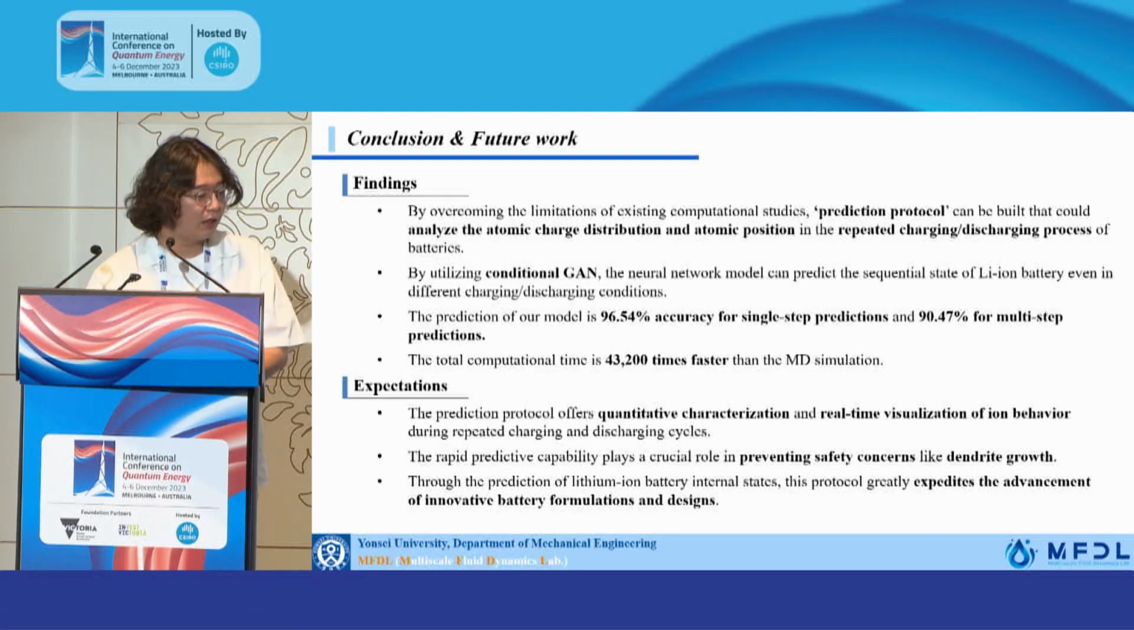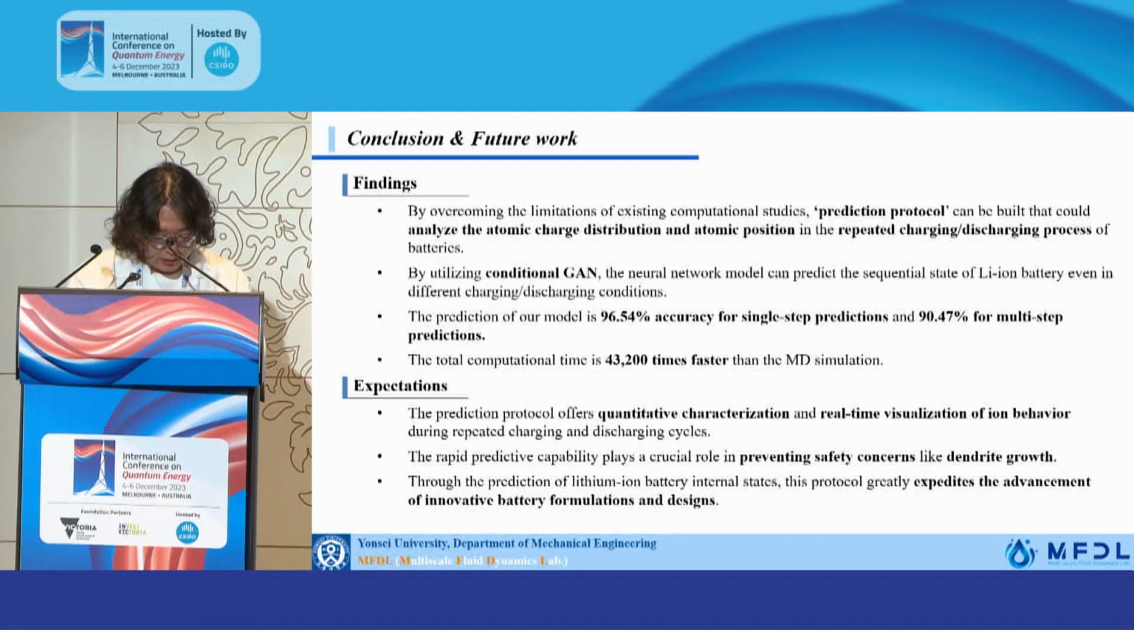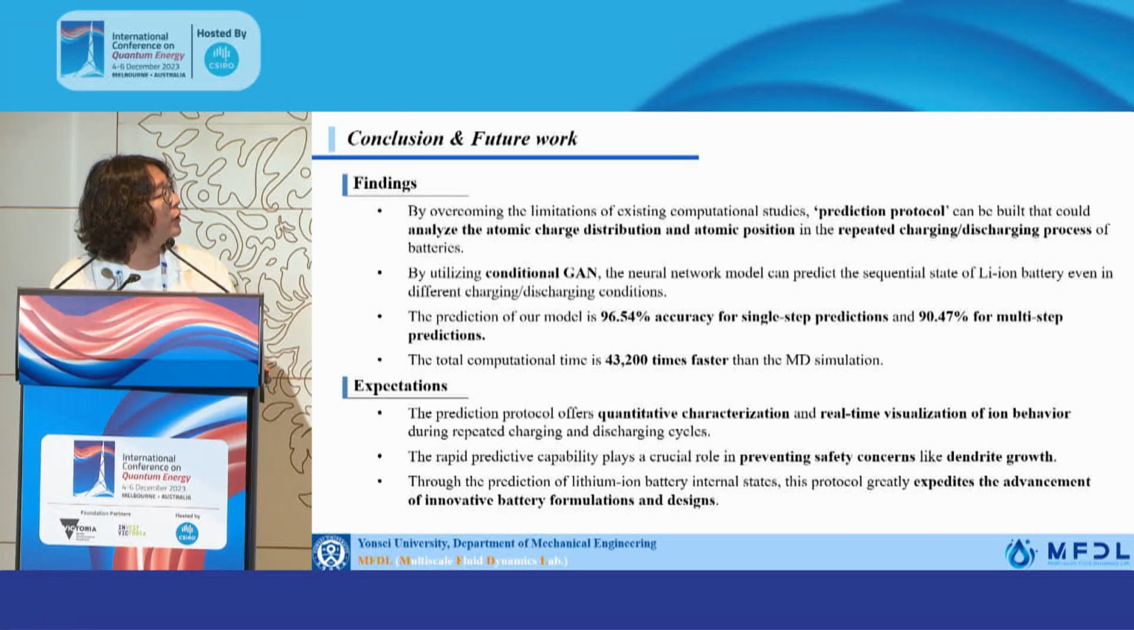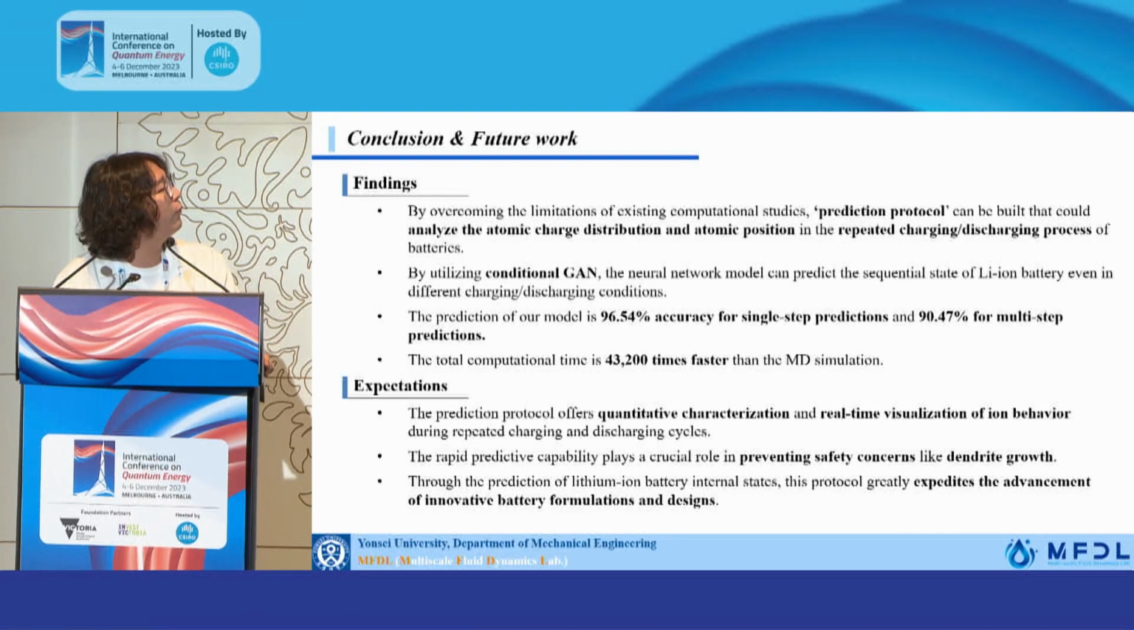So for conclusion, by overcoming the limitations of existing computational studies, a prediction protocol can be built that can analyze the atomic charge distribution and atomic position within repeated charging and discharging cycles. And by utilizing conditional GAN, we proved that the neural network model can predict the sequential state of lithium-ion batteries even in different charging and discharging conditions. The prediction of our model has 96.54% accuracy for single-step and 90.47% for multi-step.